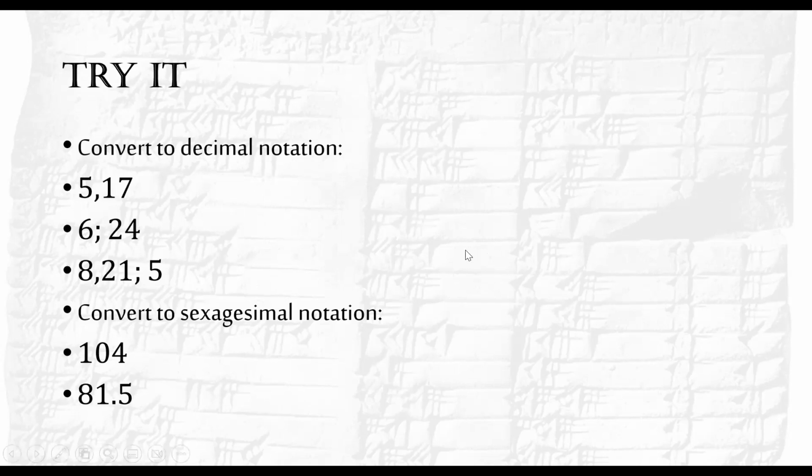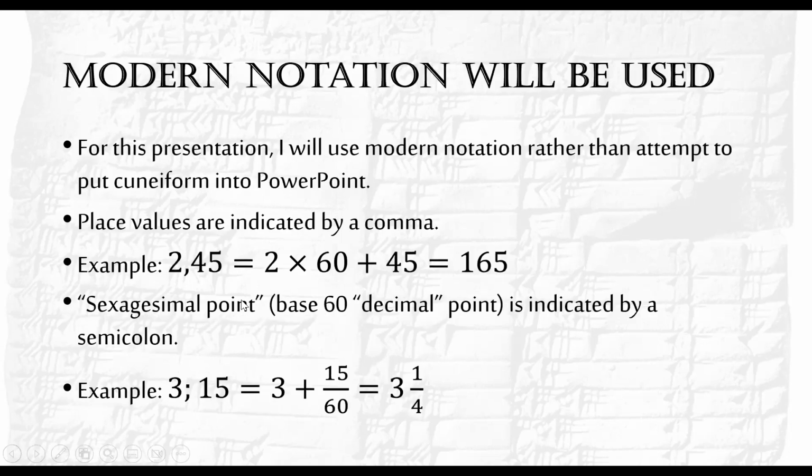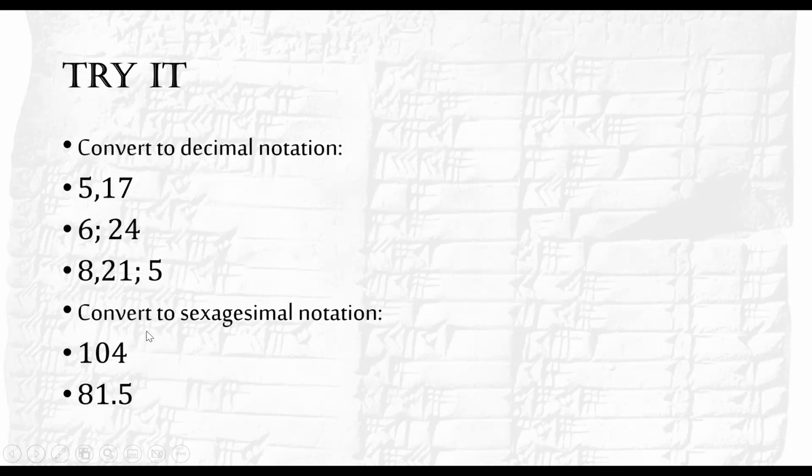So decimals or fractions? Because 17 is not divided by 6. No, but remember, this is 5 60s and 17 ones. Like this? Oh, it was a comma, not a semicolon. That was a comma, right. This one's never a fraction, 8, 21, 5. Yeah, I figured you wouldn't do that to us, but you know.